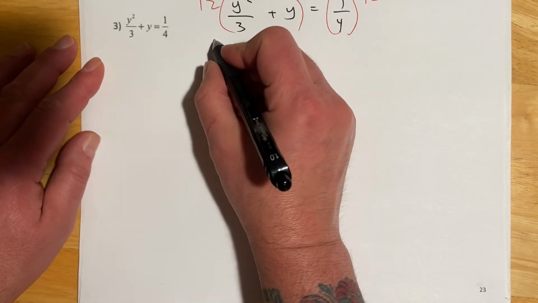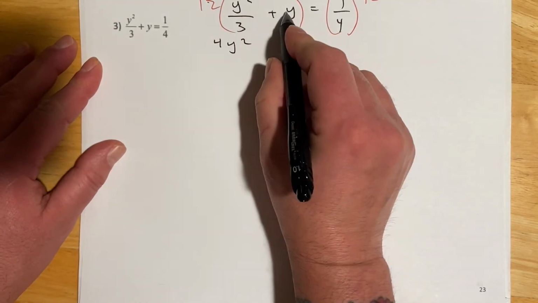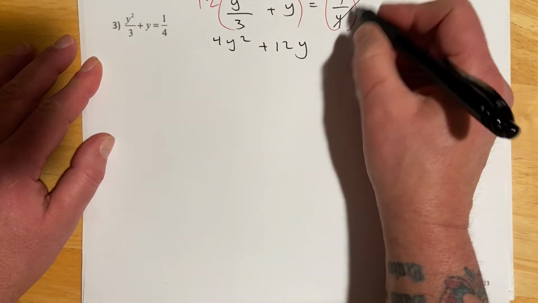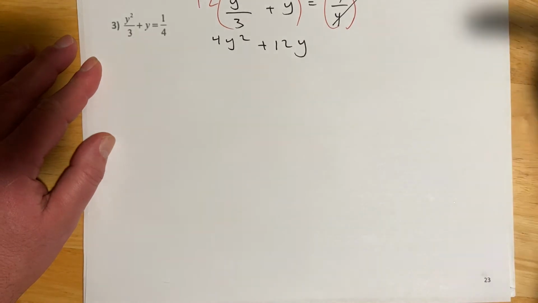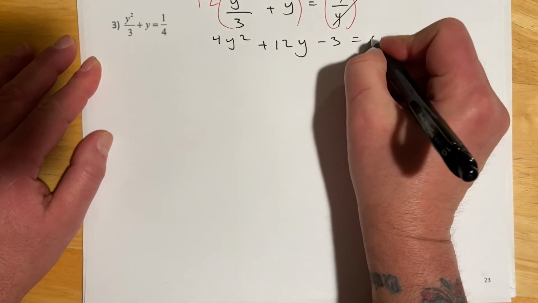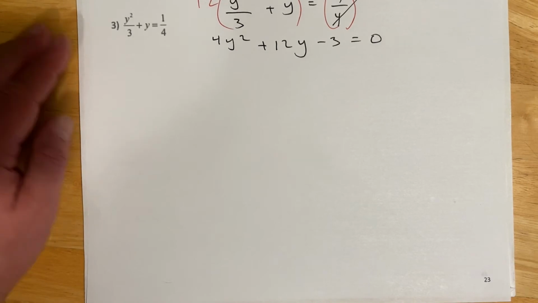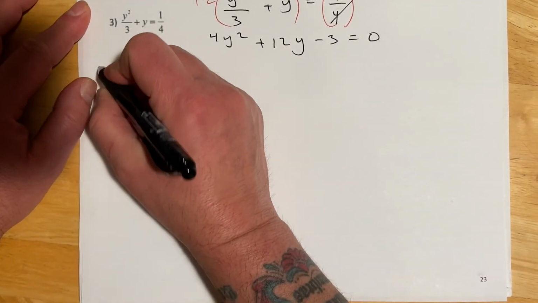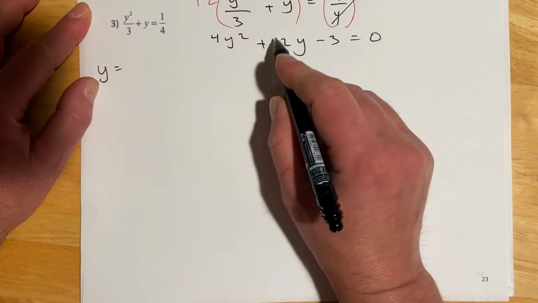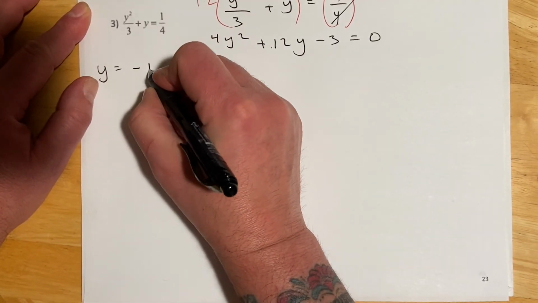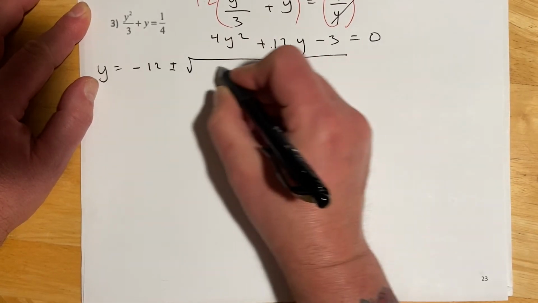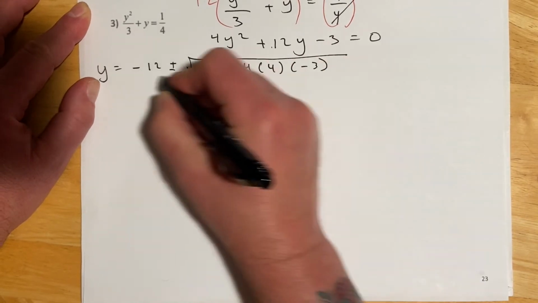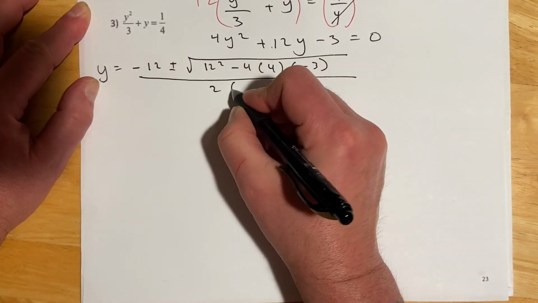So 12 over 3 would make a 4y squared. 12 times y will make a 12y. And then 4 goes into 12 3 times. And right now that's over on this side. I'm going to bring it over and write it as minus 3 and then equals 0, just to have that set up. And then this one does a bit of reducing. So here we go. We got y equals this time negative 12 plus or minus 12 squared minus 4 times a times c all over 2a, so 2 times 4.